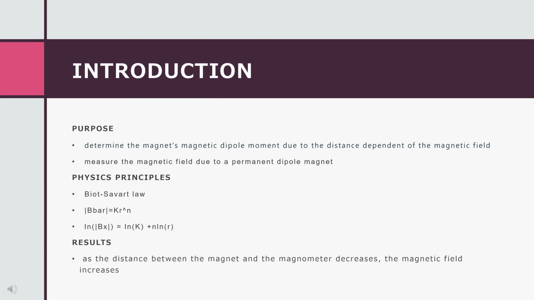In this lab, we focused on a magnet, and the purpose was to determine a magnet's magnetic dipole moment due to the distance dependence of the magnetic field, and to measure the magnetic field due to a permanent dipole magnet. Some physics principles used were the Biot-Savart law, which is listed below, and ln of Bx equals ln k plus n ln of r. As a result, as the distance between the magnet and the magnetometer decreases, the magnetic field increases.